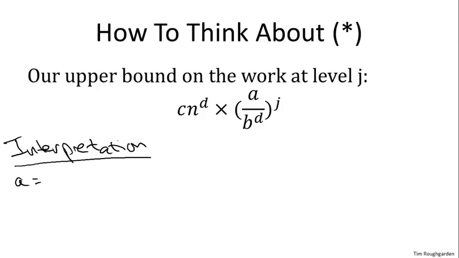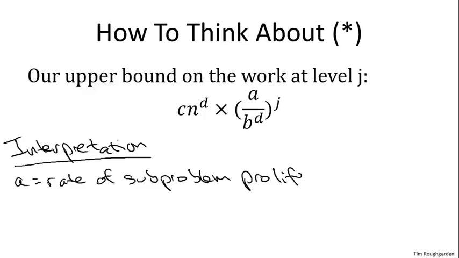So let me be more precise. Let's start with the parameter a. So a, you'll recall, is defined as the number of recursive calls made by the algorithm. So it's the number of children that a node in the recursion tree has. So fundamentally, what a is, it's the rate at which subproblems proliferate as you pass deeper in the recursion tree. It's the factor by which there are more subproblems at the next level than the previous one. So let's think of a in this way, as the rate of subproblem proliferation, or RSP. And when I say rate, I mean as a function of the recursion level j. So these are the forces of evil.